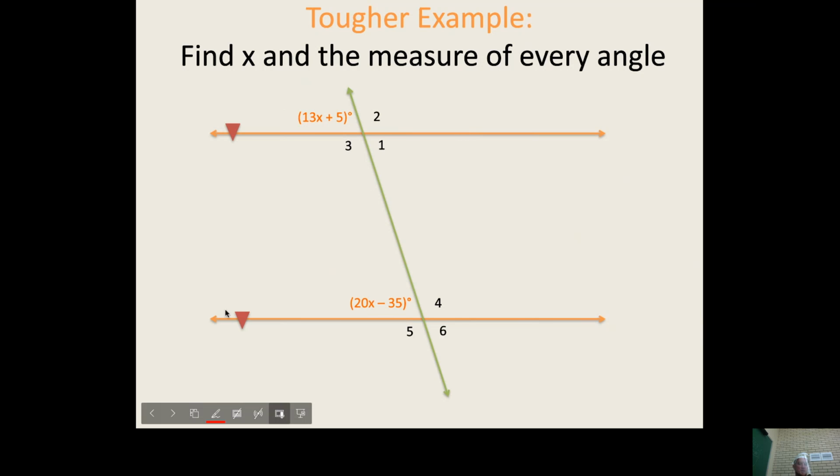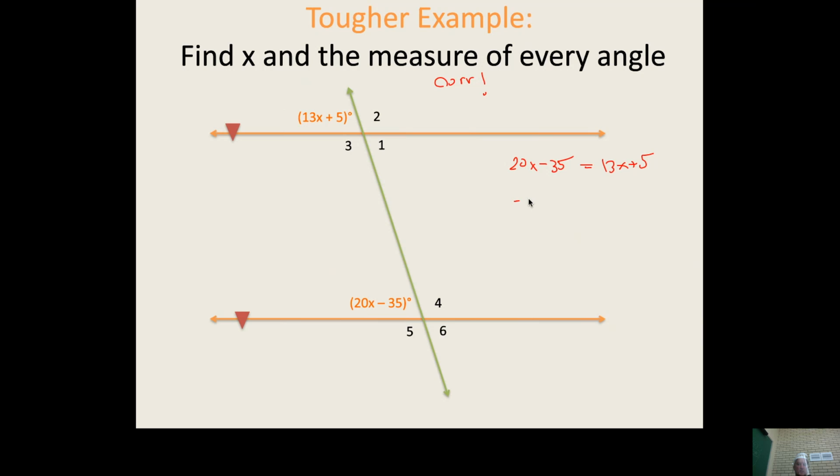We'll try another one. It's the same concept. You have parallel lines, you have a transversal. They give you two expressions for angle measures. What relationship do they have? Corresponding angles. Corresponding angles need to be the same. So this angle and this angle will be equal to each other. So 20x minus 35 and 13x plus 5, they're the same.